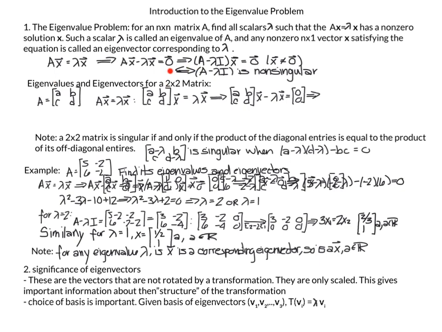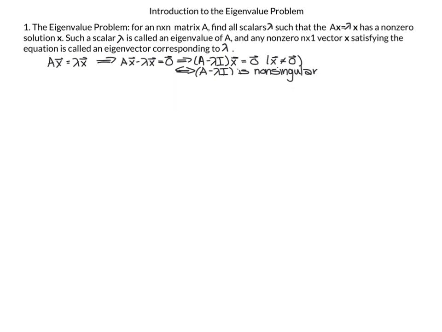a 2 by 2 matrix, and we'll do a couple of examples, and then just talk about the significance of eigenvectors. So we'll back up a little bit again.